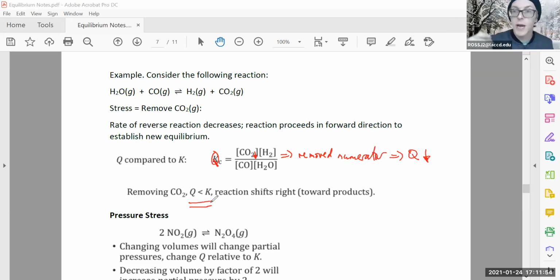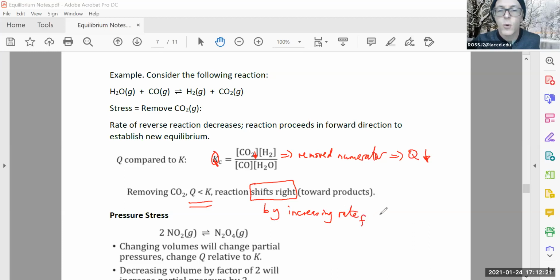To oppose the stress, you have to make more CO2. So to make more CO2, what would you do? You've got to increase the forward rate. This dynamic process of shifting right happens by temporarily increasing the rate forwards. Remember, at equilibrium the rate forwards and rate reverse are equal, but when you're shifting, they're not equal.